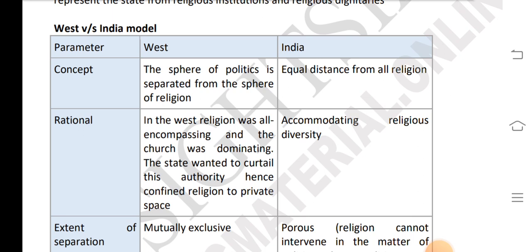Question number 10. Comparing the Western and the Indian model of secularism, discuss whether the Indian concept of secularism is flawed compared to the Western one. Introduction. Secularism refers to the principle of the separation of government institutions and persons mandated to represent the state from religious institutions, and religion delimits the parameters of the Western and Indian concepts.